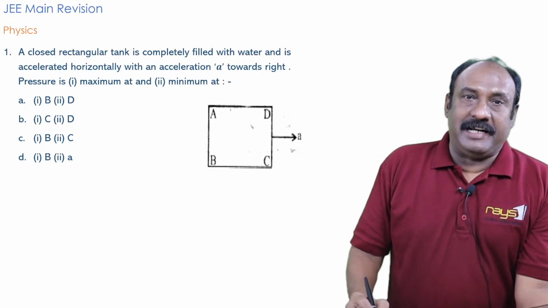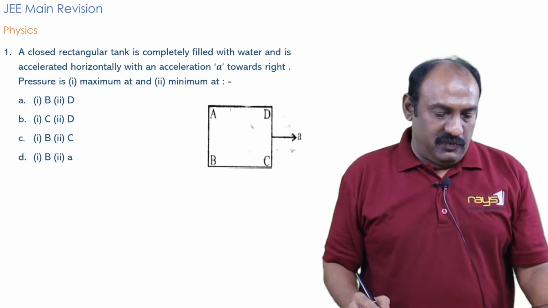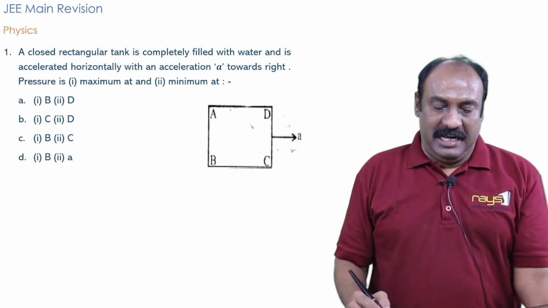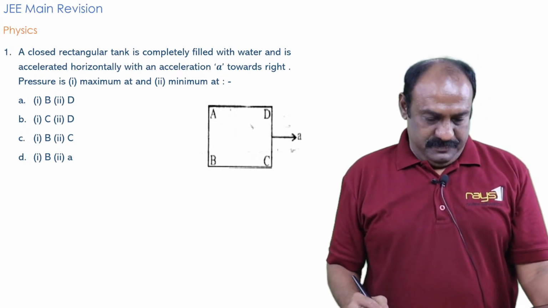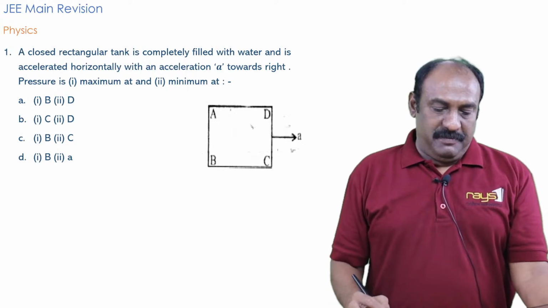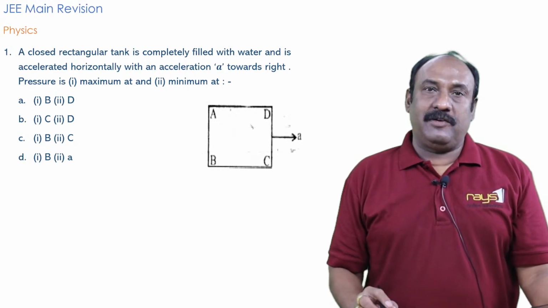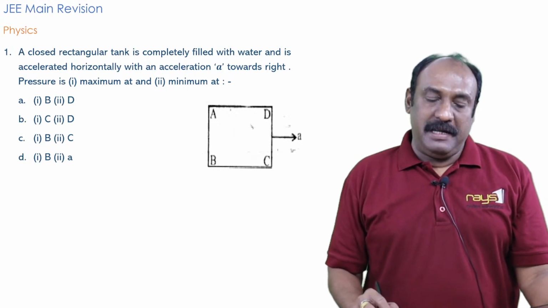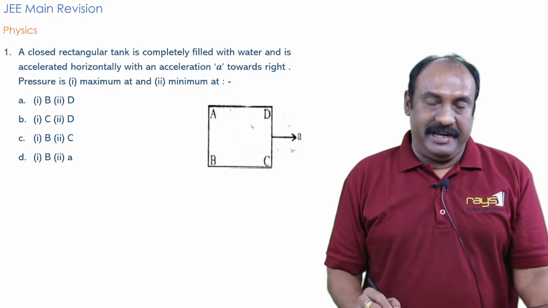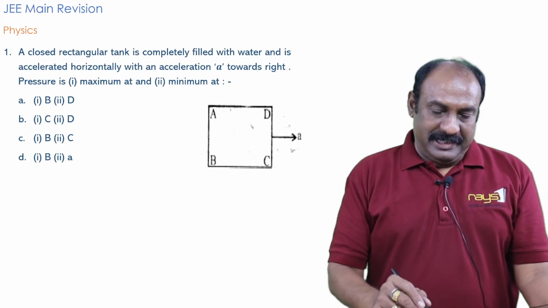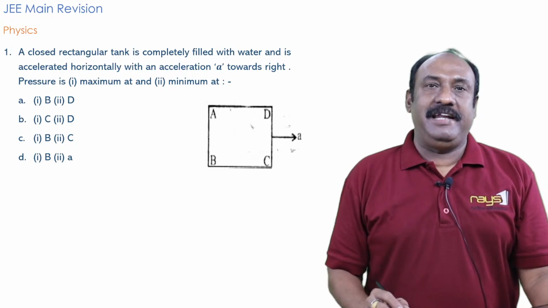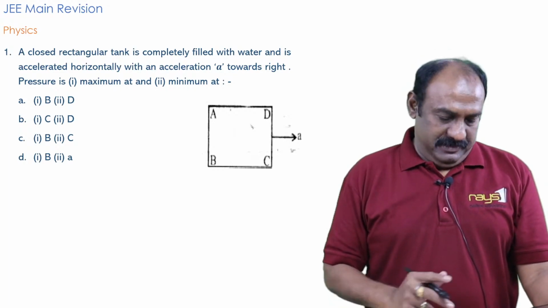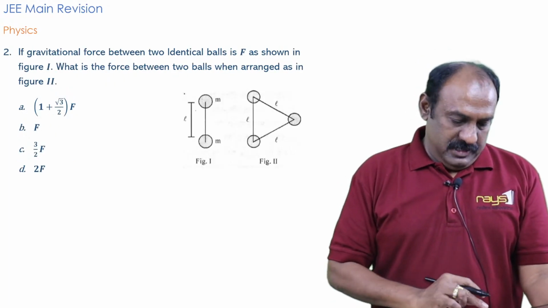A closed rectangular tank is completely filled with water and is accelerated horizontally with an acceleration a towards right. The pressure is maximum at one particular point and minimum at one particular point according to the given data. So here a rectangular tank is moving with a linear acceleration a given in the data.